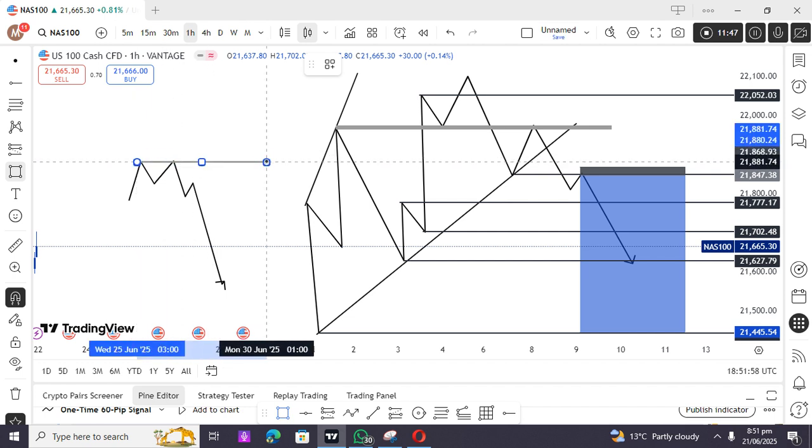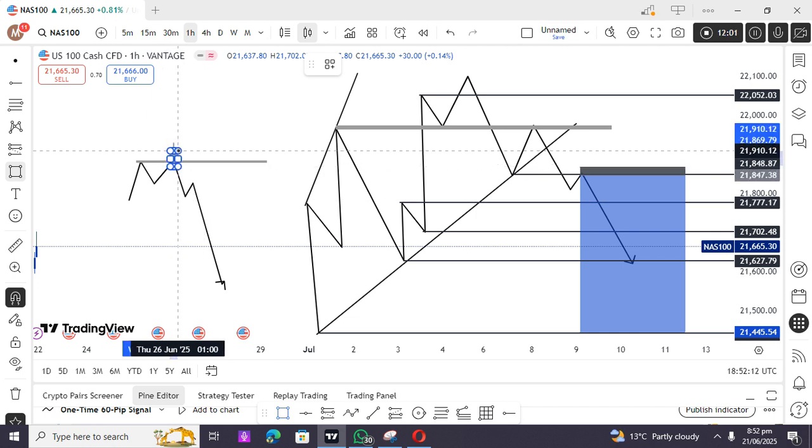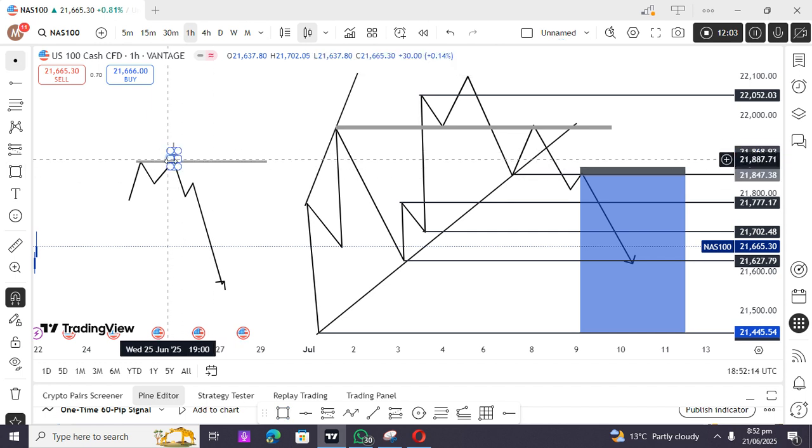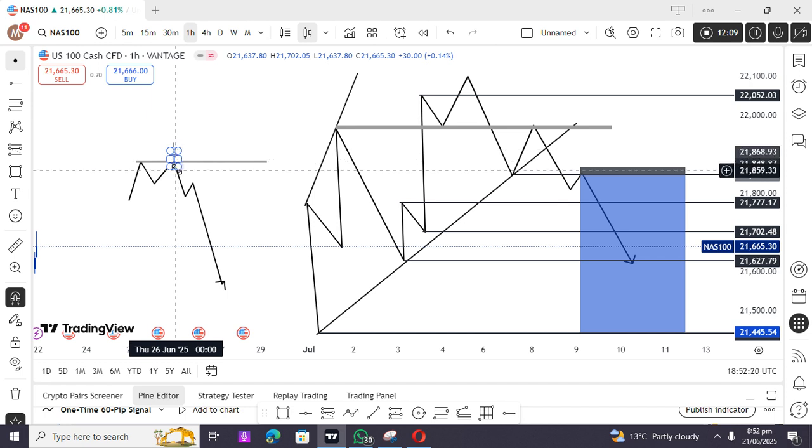Because let's say this is resistance, you see, the market would always manipulate with something like this. Understand? The market will always manipulate. Let's say it's a candle. Manipulate. Let me lower this.